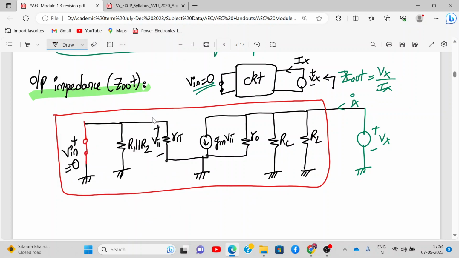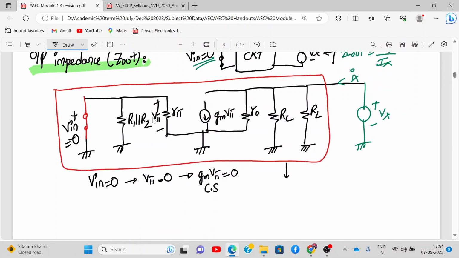If V in is equal to 0, can I say V pi is equal to 0? Yes or no? Because V in and V pi are the same. If V pi is equal to 0, can I say the gm times V pi current source will be 0? Yes. This current source, if it is 0, will be an open circuit, and no current will flow over here. So my circuit has reduced to this network now: RO, RC, RL are in parallel, and at the output you apply Vx and Ix.